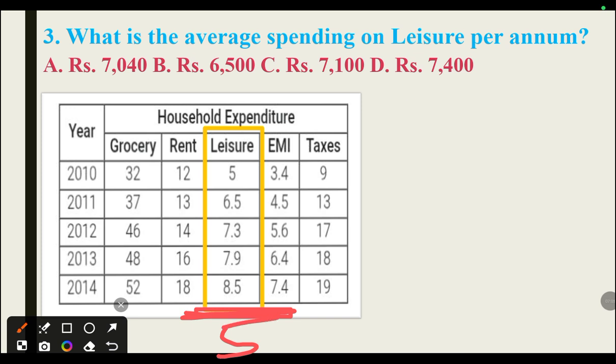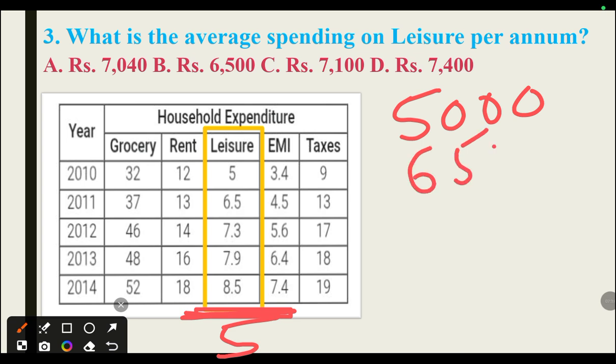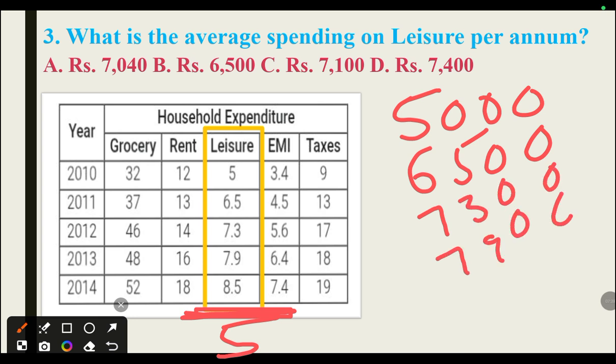Let us do that. So first of all, it will be 5,000, and next, as I told previously, I'm not repeating again and again, 6.5 means you can write directly as 65 by 10 into 1000. You'll get your answer as 6,500, and next would be 7,300, and next would be 7,900, and next would be 8,500. You have to add all these.